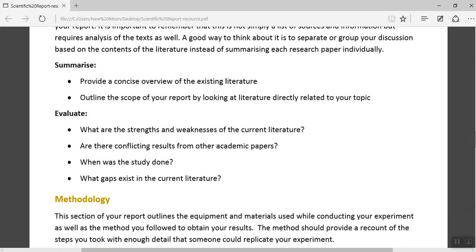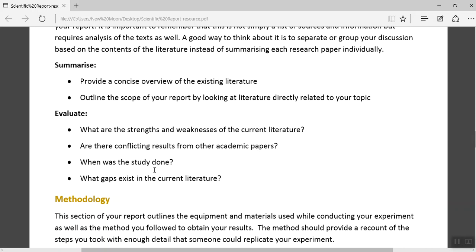Are there conflicting results from other academic papers? It means how the approach of one person is contradictory, opposite to the others, and on what grounds they have tried to prove themselves right and nullify the other.